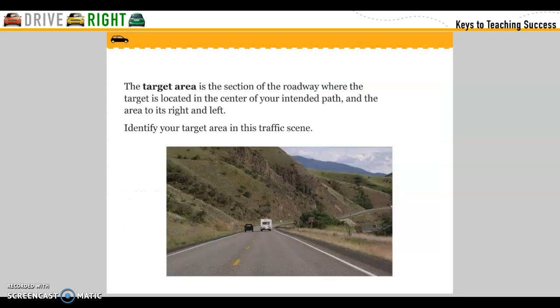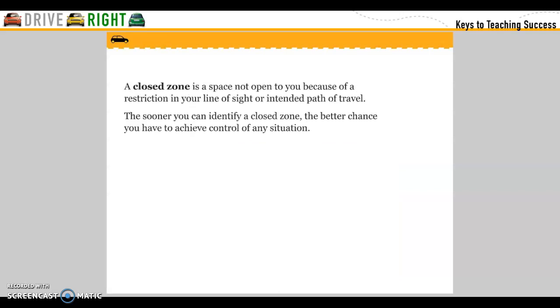The target area in this section of highway is where the target is located, in the center of your intended path and the area to its right and left. Identify your target area in this target scene. A closed zone is a space not open to you because of a restriction in your line of sight or intended path of travel. The sooner you can identify a closed zone, the better chance you have to achieve control of any situation.